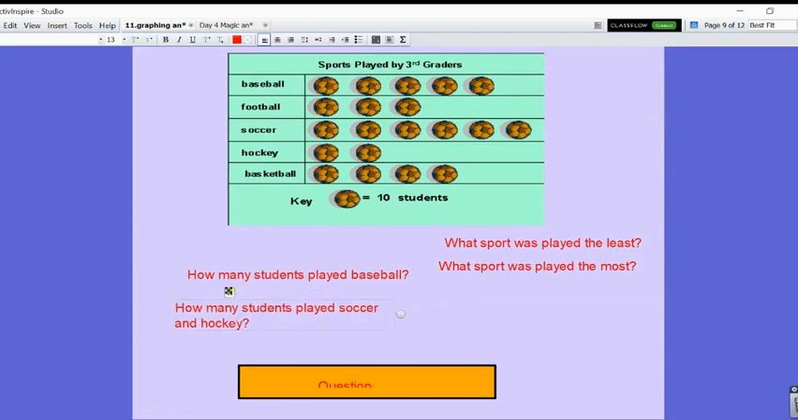How many students play soccer and hockey? This is a good question to ask ourselves, but we have to be very careful because in this graph, in this chart, they've decided to represent each soccer ball as 10 students. So we can't just say that 1, 2, 3, 4, 5, 6, 7, 8 students play hockey and soccer. Each ball actually represents 10. So skip count with me. 10, 20, 30, 40, 50, 60, 70, 80. So 80 students play soccer and hockey.